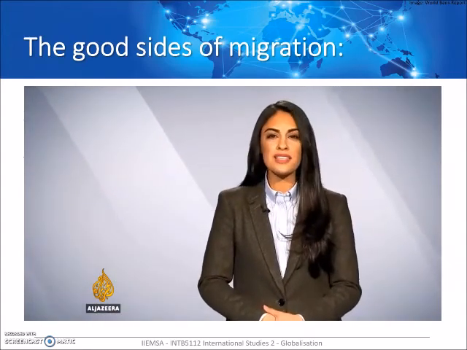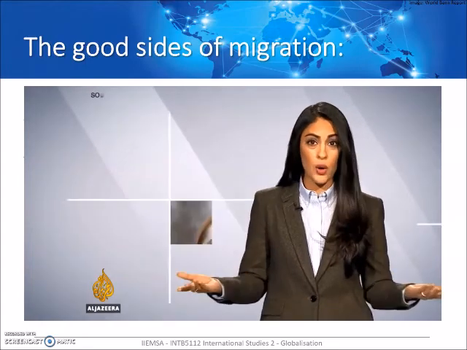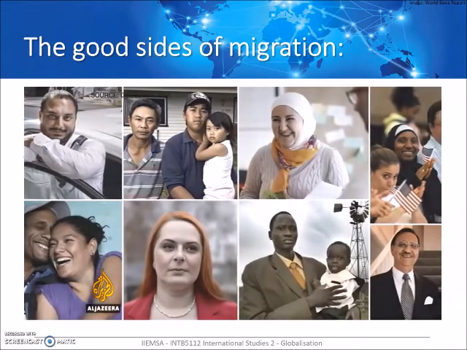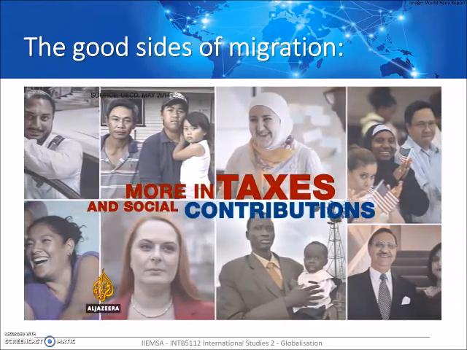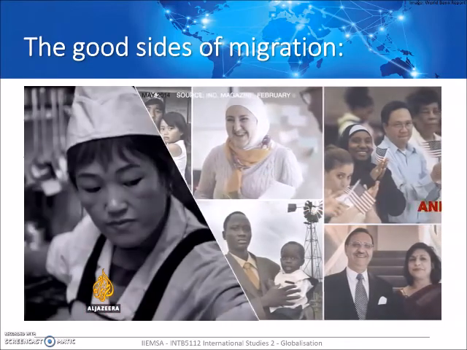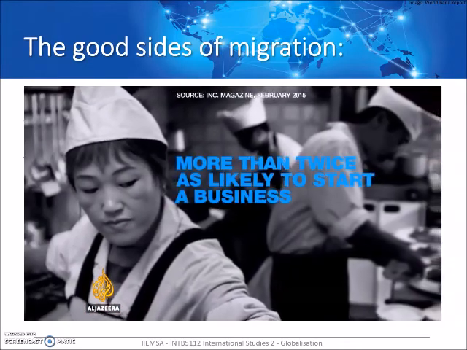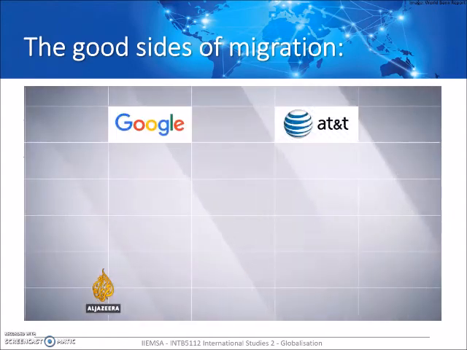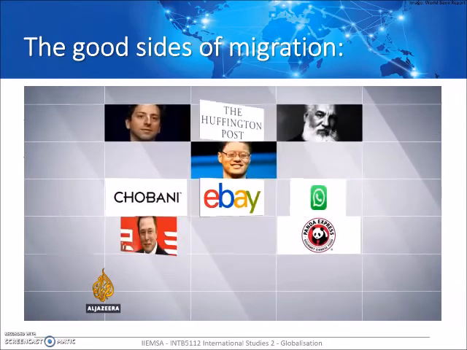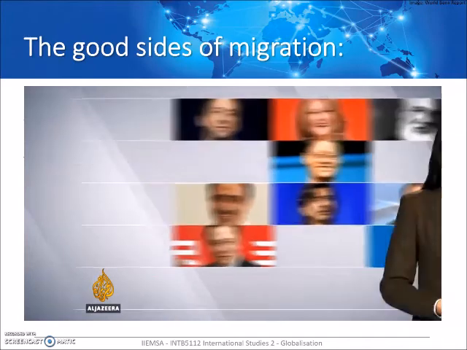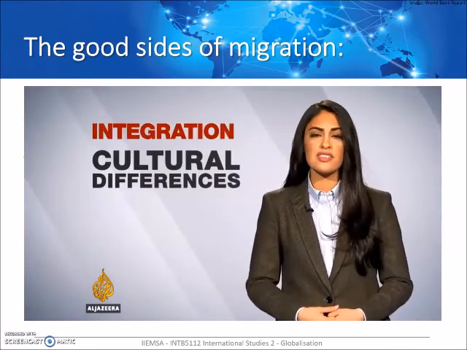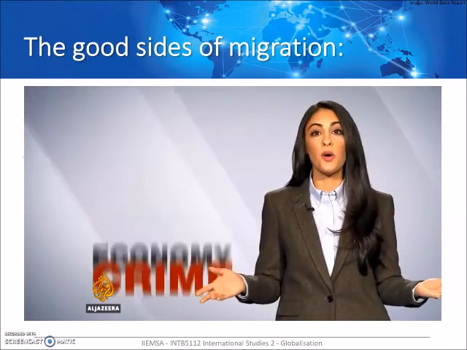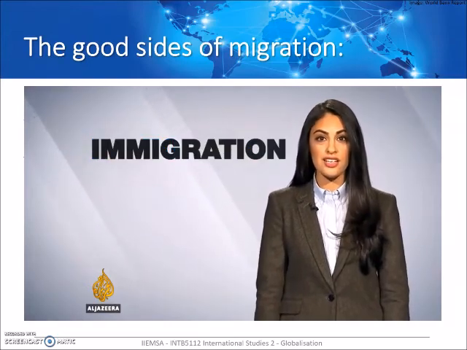And finally, the argument that immigrants unfairly take benefits, well, the OECD found that in most countries, except in those with a large share of older migrants, they contribute more in taxes and social contributions than they receive in individual benefits. And immigrants are also more than twice as likely as natives to start a business, bringing substantial benefits to advanced economies. Think about it. Google, AT&T, Yahoo, SpaceX, WhatsApp, etc., were all founded by immigrants. Now, if you want to debate integration and cultural differences, fine. But if we're talking about crime and economy, well, the research has spoken. And overall, immigration is a good thing.